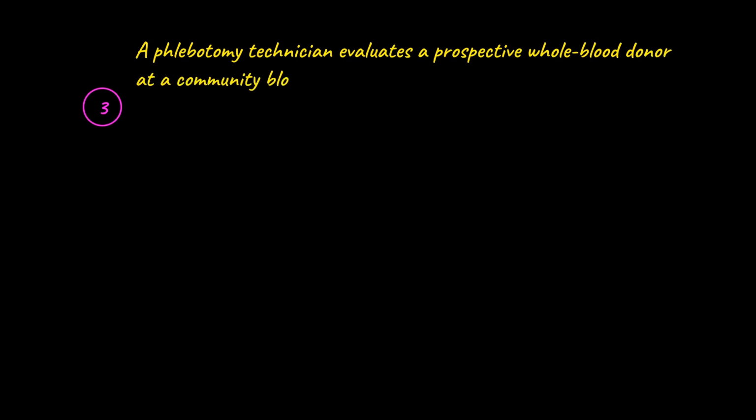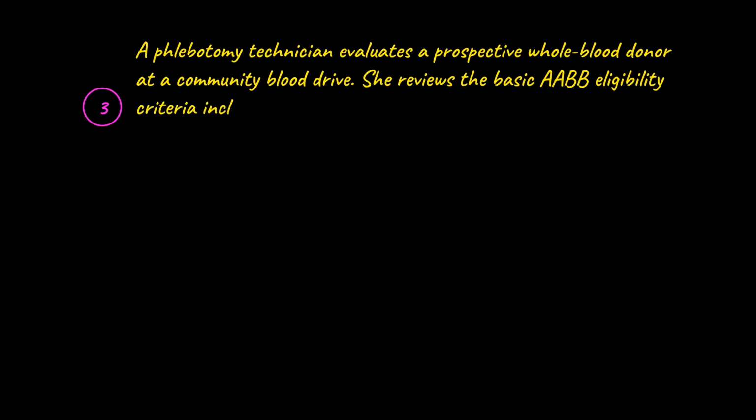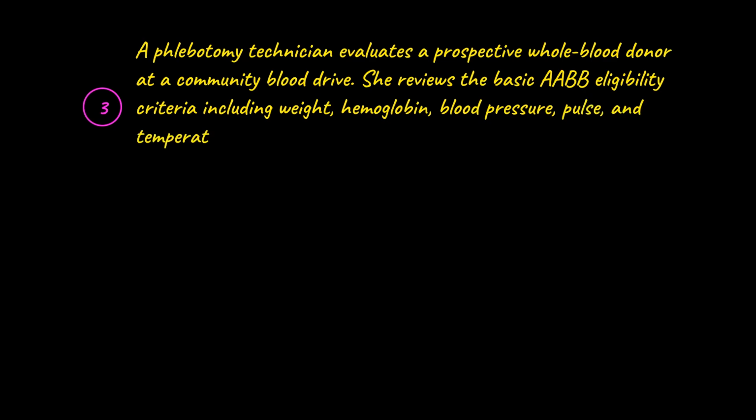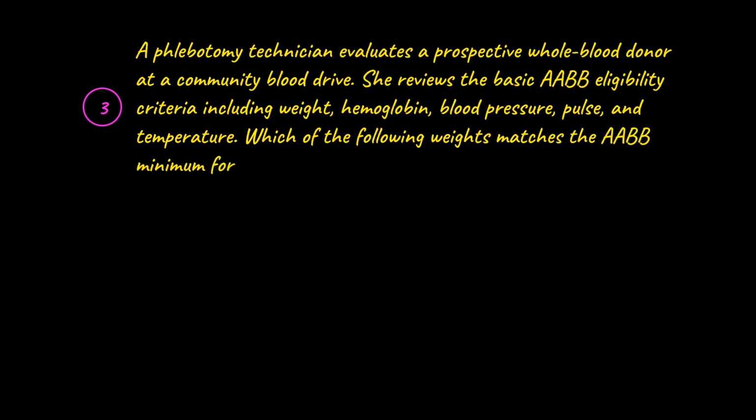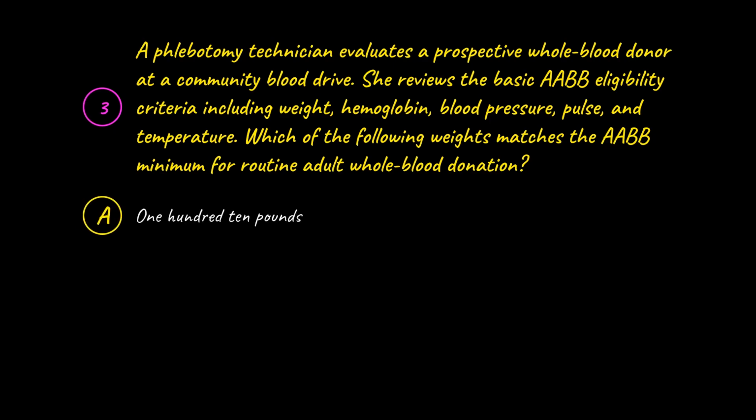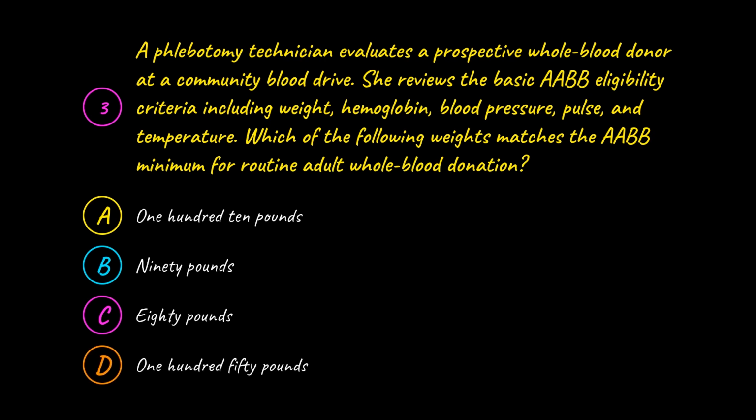Question 3. A phlebotomy technician evaluates a prospective whole blood donor at a community blood drive. She reviews the basic AABB eligibility criteria including weight, hemoglobin, blood pressure, pulse, and temperature. Which of the following weights matches the AABB minimum for routine adult whole blood donation? Your options are A, 110 pounds, B, 90 pounds, C, 80 pounds, D, 150 pounds.